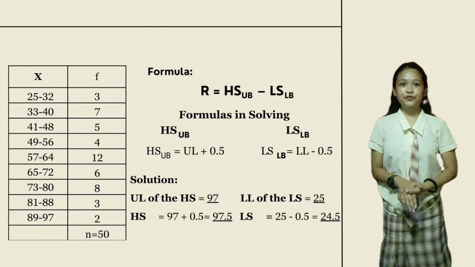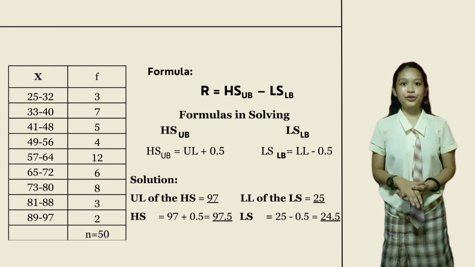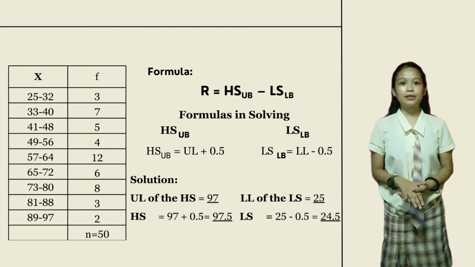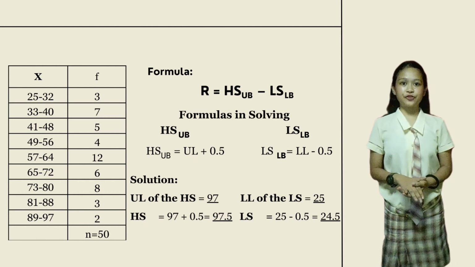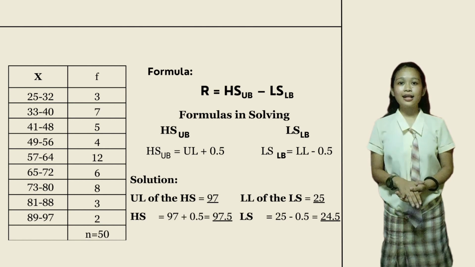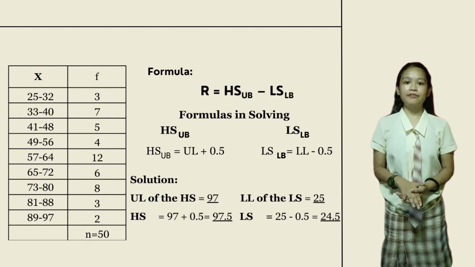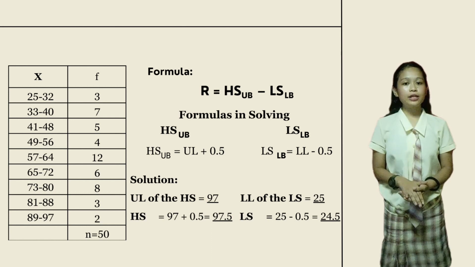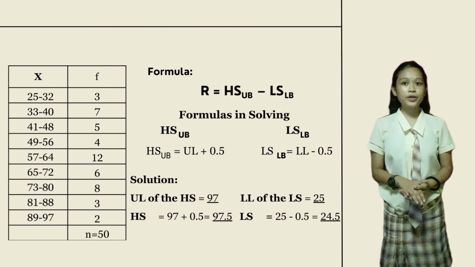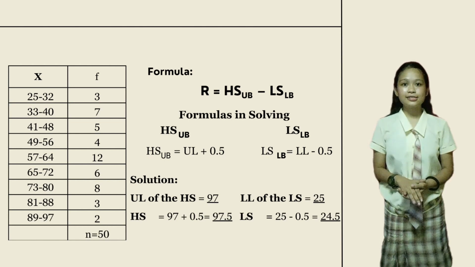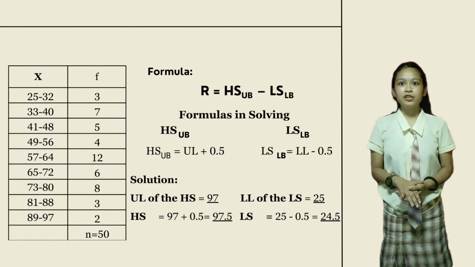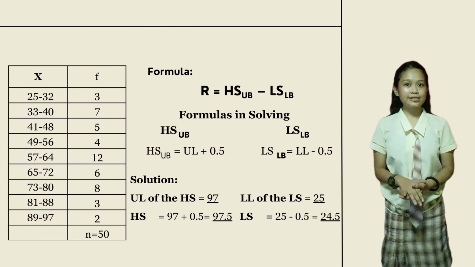Before we can get the range for the grouped data, we have to first get the upper boundary of the highest score and the lower boundary of the lowest score. The formula for the upper boundary of the highest score is UL, or the upper limit, plus 0.5. And for the lower boundary of the lowest score, it is LL, or lower limit, minus 0.5. As you can see in the table, the highest score range is 89 to 97. In this range, the upper limit is the bigger score, the one on the right, and the lower limit is the lower score, the one on the left. Since we only need the upper limit, we get 97, then add 0.5. So 97 plus 0.5 is 97.5.